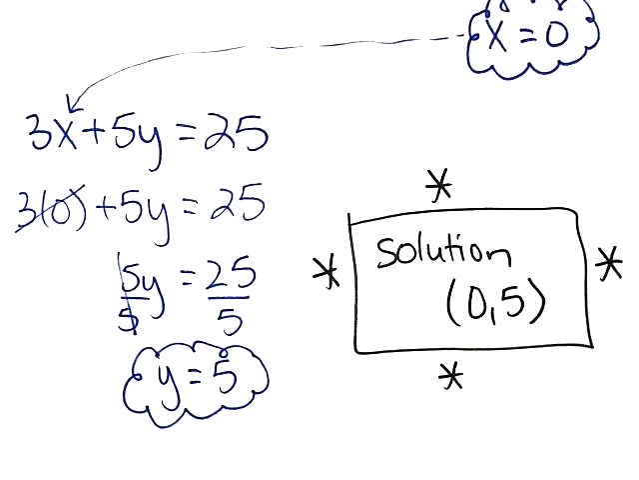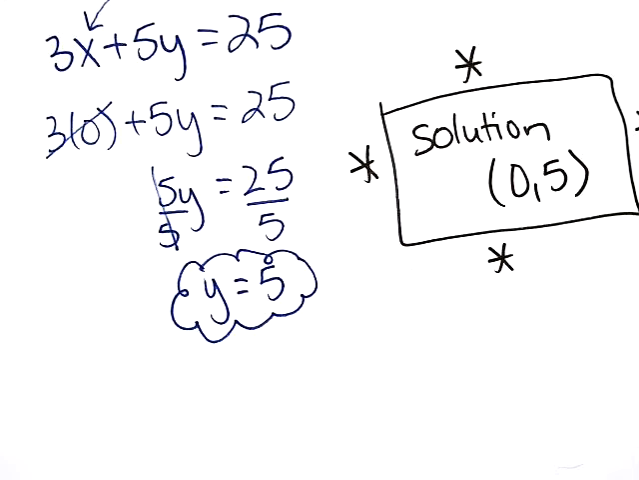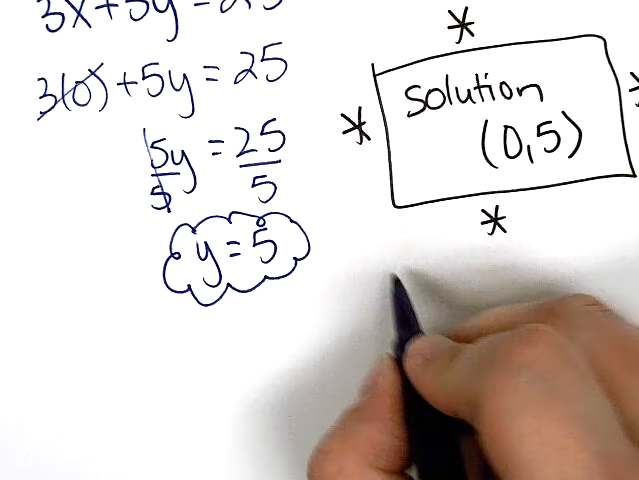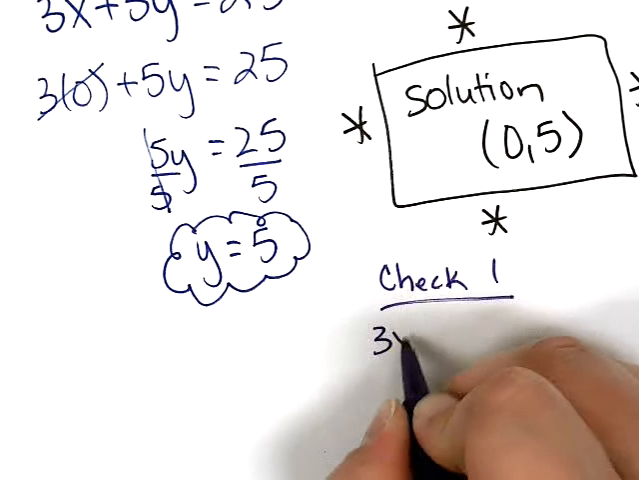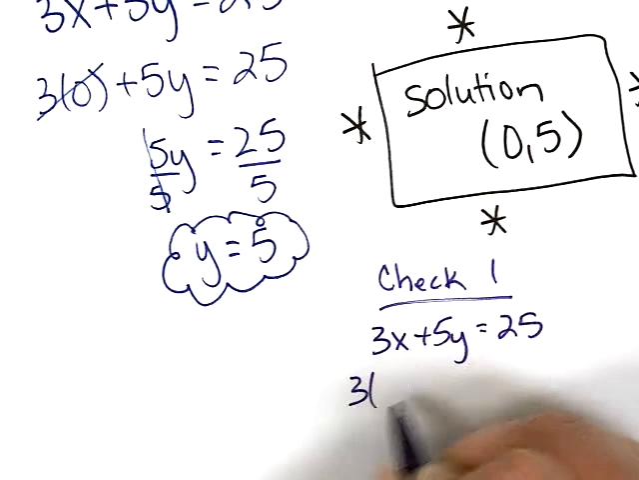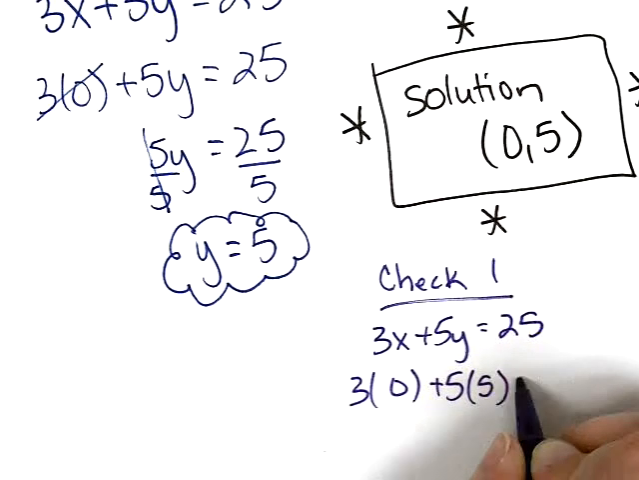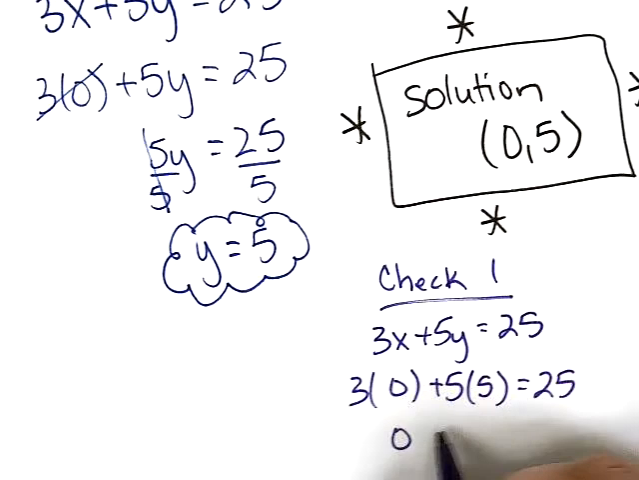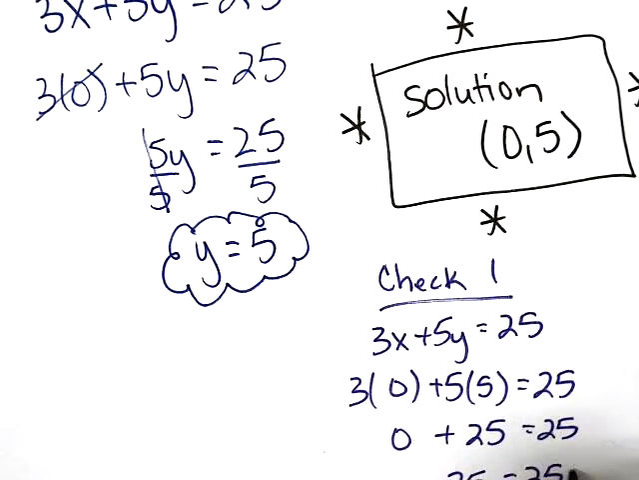That's our solution. Okay, now we do need to check it. We need to check it in our original equations. So let's do our check one right here. Our first equation was 3x plus 5y equals 25. So 3, take out the x and put in 0. 5, take out the y and put in 5. 0 plus 25 equals 25. So we get 25 equals 25, and we are good.